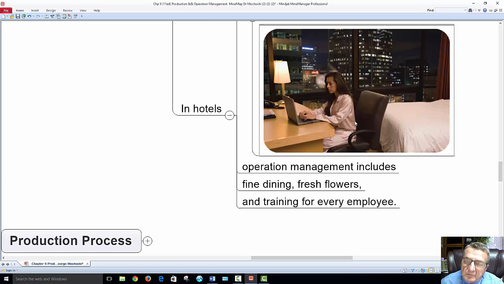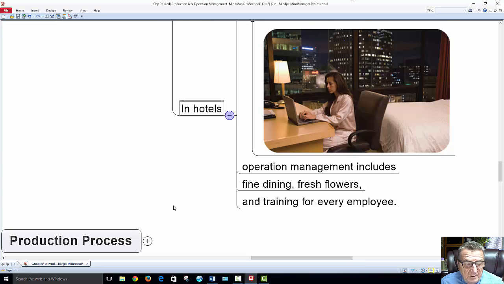But I know the walls are insulated differently, because you're a lot more tolerant of that than a businessman who just wants a good night's sleep and doesn't want to be around any children screaming or party people. Give me the far end or closer to the desk rooms. But that's operational management. It includes fine dining, fresh flowers, and training every employee. Training for every employee, so that's part of the process.